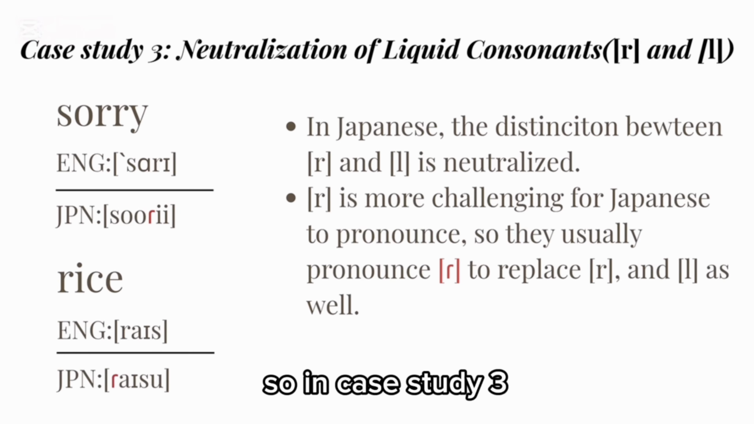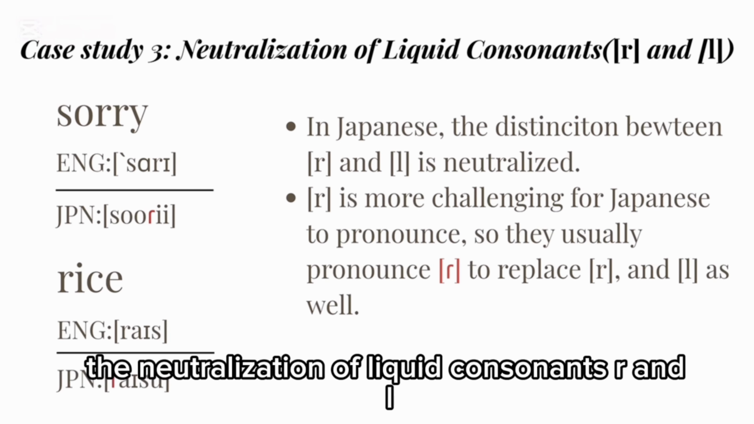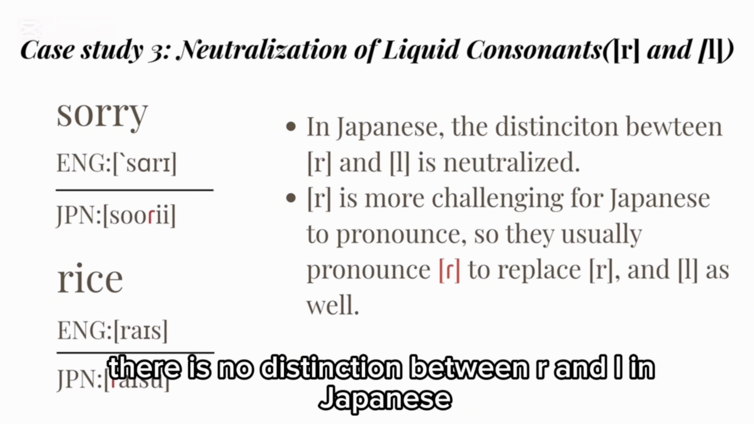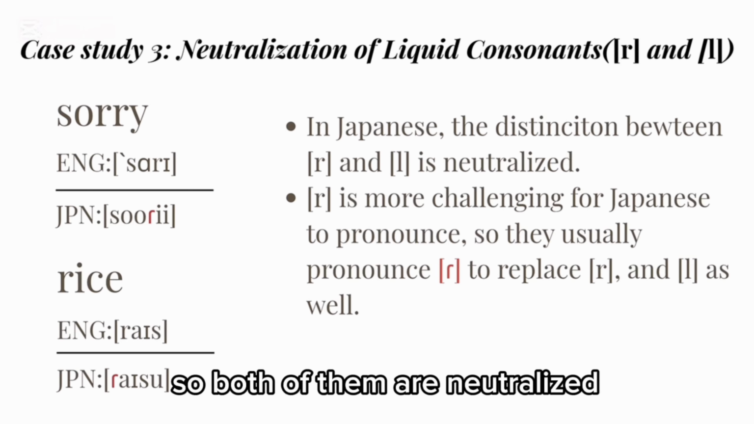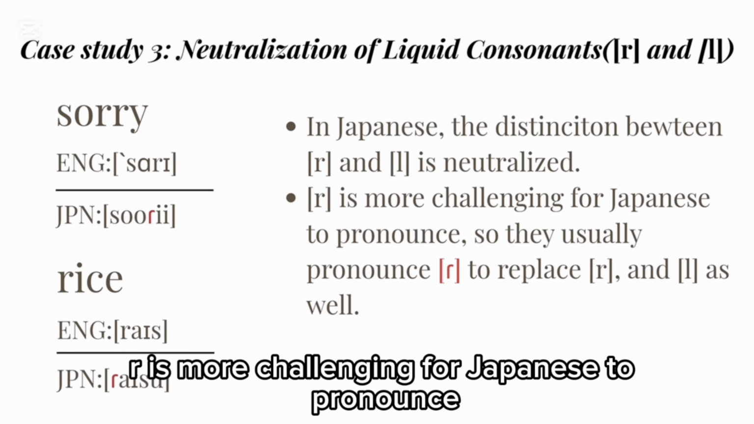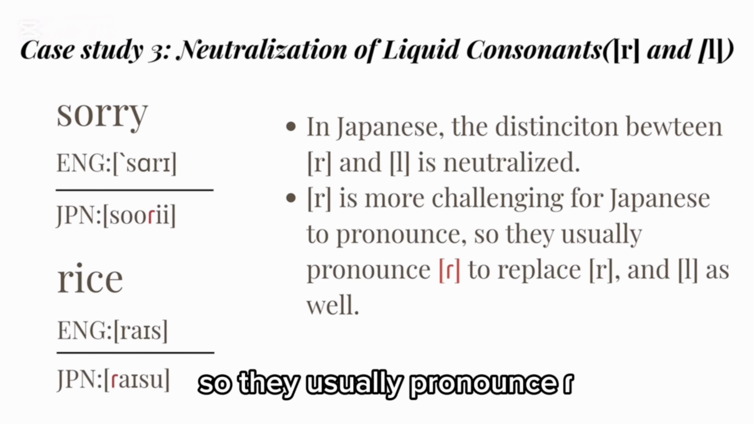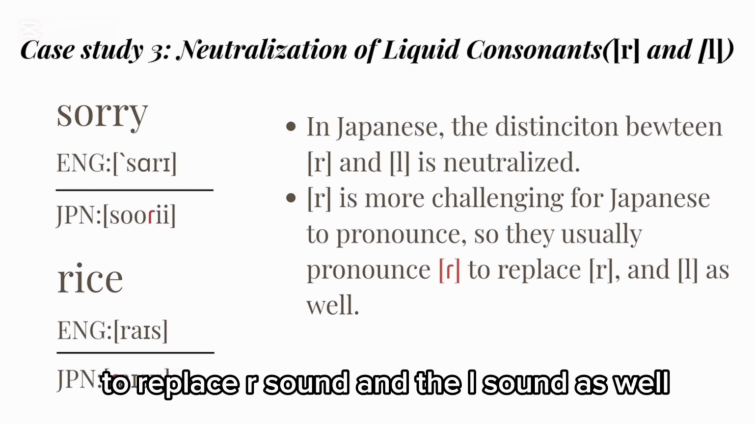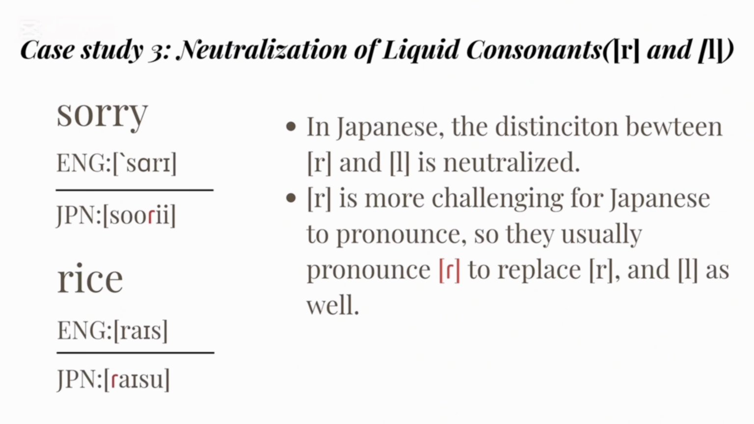So in case study 3, the neutralization of liquid consonants r and l. This change is because of two reasons. The first is there is no distinction between r and l in Japanese, so both of them are neutralized. And the other reason is r is more challenging for Japanese speakers to pronounce, so they usually pronounce r as the flapping sound between the r and the l, to replace the r sound and the l sound as well.